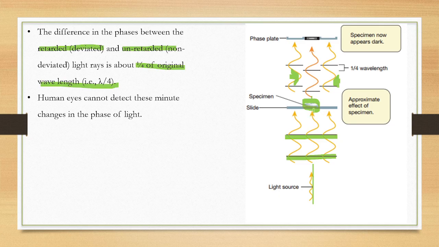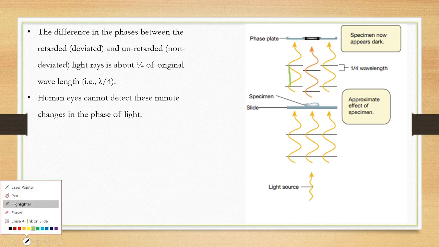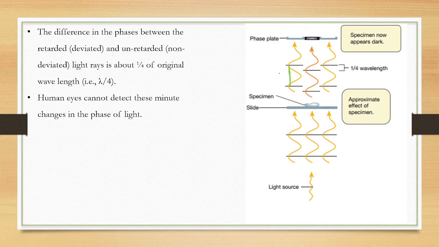So when it passes through the object, because of the refractive index, it undergoes deviation. So there is a slight retardation. So this is a retarded light. And how much is it retarded? Now let's look at the wavelength. That means how much? It is represented as lambda.